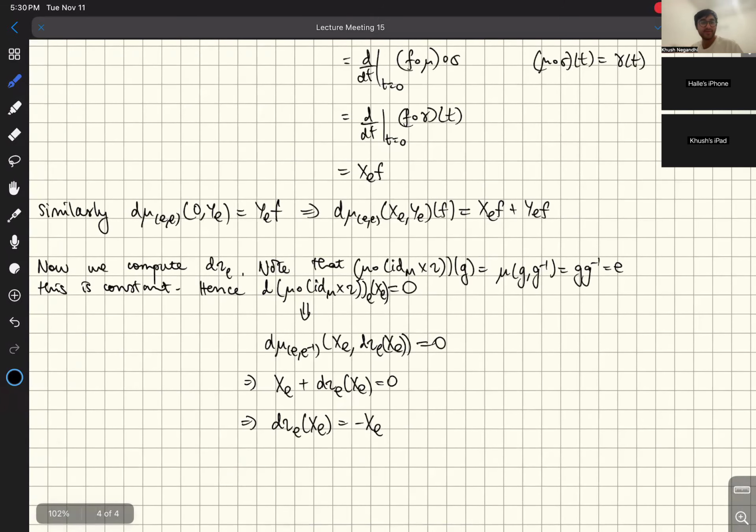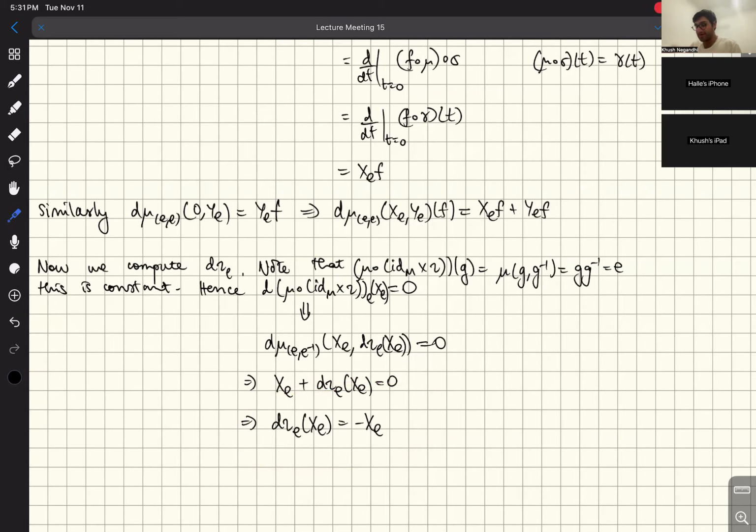Because the inverse operation in the standard Lie group, which is Rn with addition, is negation. But the derivative of negation is like the negative identity map. So we see that that's just a special case of this very beautiful theorem.